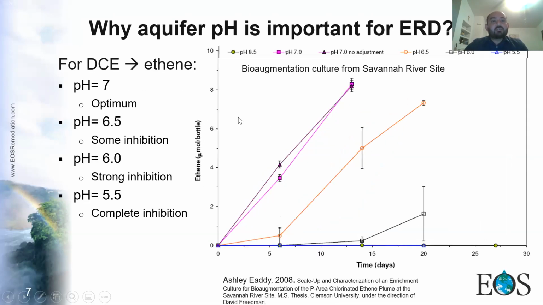On the other hand, from DCE to ethene, the Dehalococcoides process, even though the pH is optimal at around 7 as well, once the pH goes down you will start seeing some inhibition. And as the pH goes lower, the inhibition gets stronger. So sometimes just because of a low pH, you will see phenomena such as a stall at DCE. Basically your process is halfway done and it stays there. And this is the reason why pH is so important to be controlled and monitored.